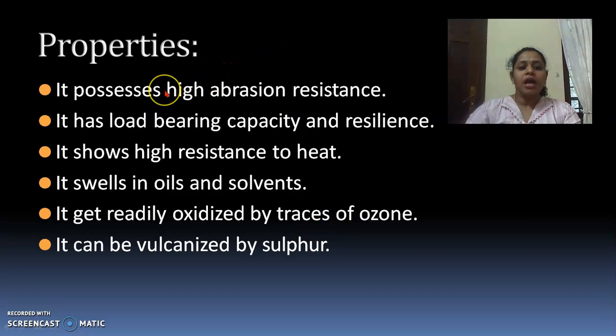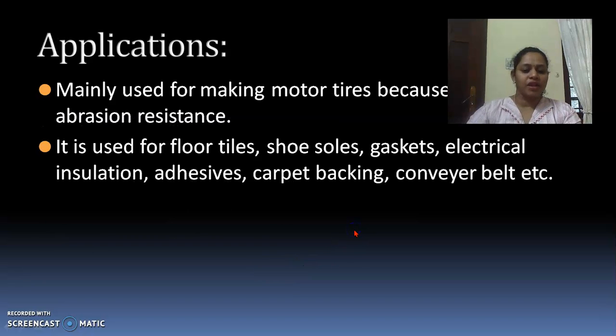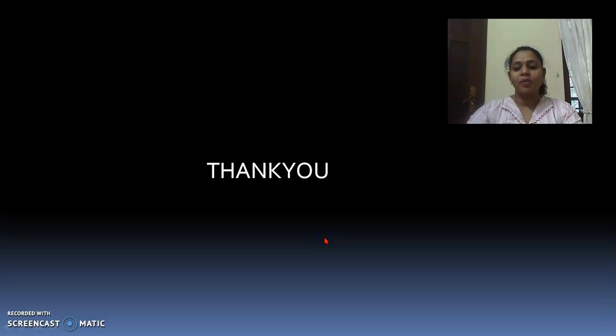Now coming to the properties, it possesses high abrasion resistance, high load bearing capacity, resilience, and resistance to heat, solvents and oils. It is readily oxidized by traces of ozone, and it can be vulcanized by sulfur like natural rubber. Now coming to the applications, it is mainly used for making tires because of high abrasion resistance. Then floor tiles, shoe soles, gaskets, electrical insulation, adhesives, carpet backing, conveyor belts, etc.